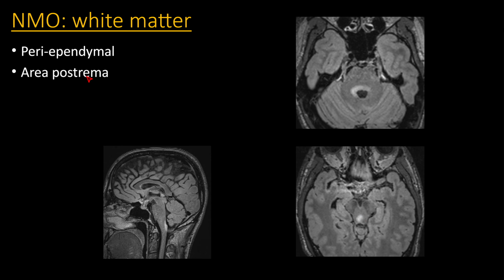And then finally is the area postrema. That's the dorsal medulla, and that's a typical location for NMO. That's what's shown right here. This is the medulla, and this is the posterior aspect of it. So that's area postrema. Technically, area postrema is typically also periependymal because it's the outflow tract of the fourth ventricle, so it does qualify as a periependymal lesion as well. I would use these terms specifically when I'm dictating these cases.